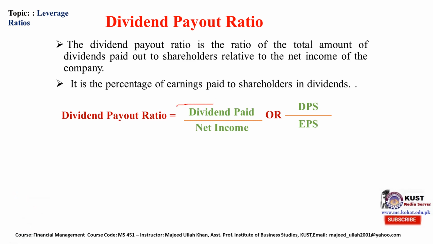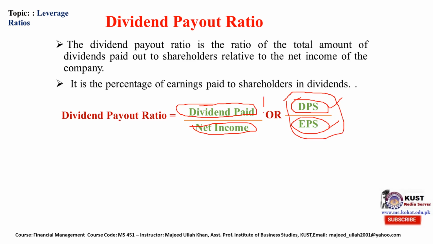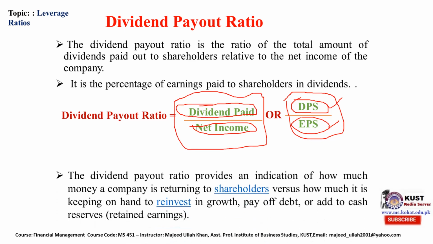We can get this amount from the balance sheet as well as net income. Secondly, if we have already calculated dividend per share and earning per share, we will use this formula. Mostly in practice, the dividend per share divided by earning per share calculation is done for one share. Even we can do the calculation for all outstanding shares.